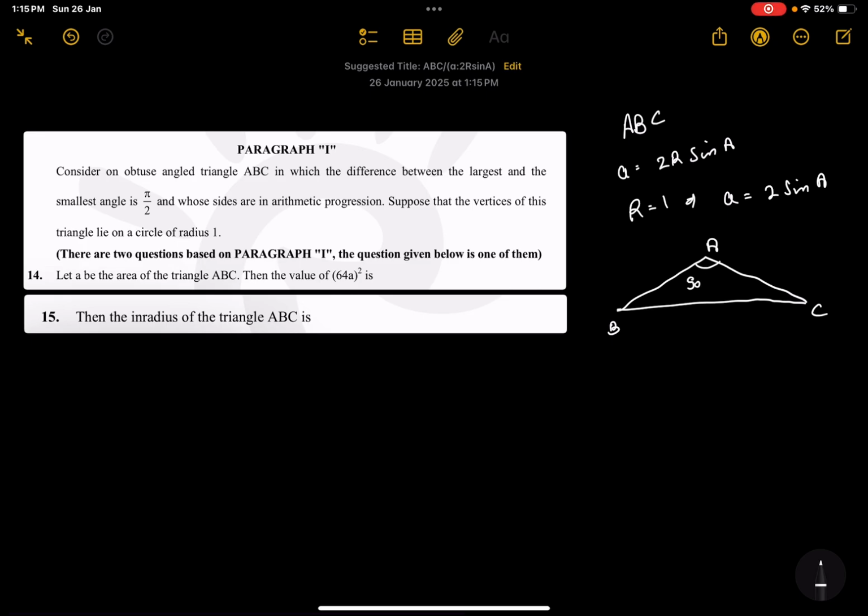A is 90 plus theta, B, let's say, is theta. That leaves C as 90 minus 2 theta. So theta is the smallest and 90 plus theta is the largest angle. So the side opposite to the smallest angle would be the smallest side, so this should be a. And the side opposite to the largest angle is the largest side, so this is a plus 2d.